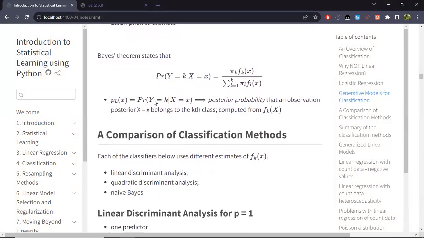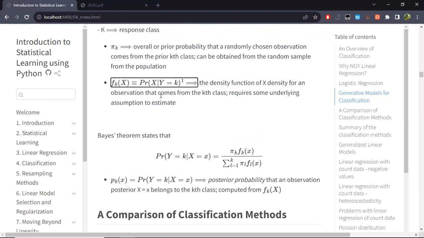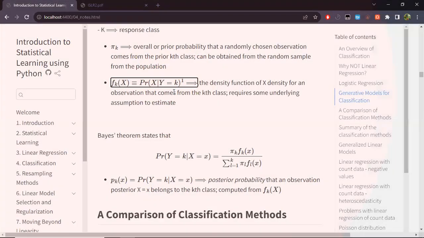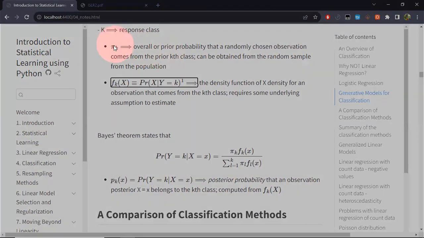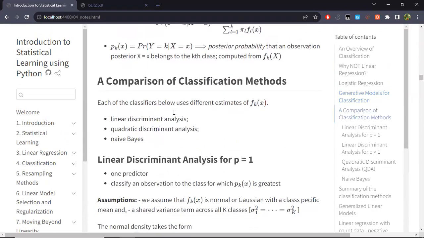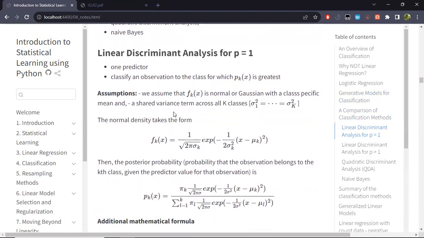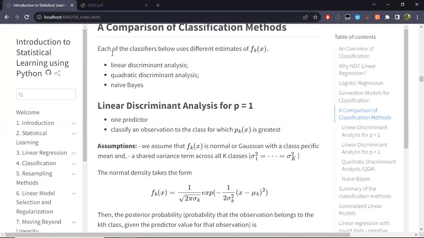And as I mentioned, this is called the posterior probability, and that is what we were estimating in the case of logistic regression. We are now estimating this one. I think it's called the prior probability. No, sorry, the density function. The prior probability is this one over here. So these are the three types of models that we are going to be describing now.